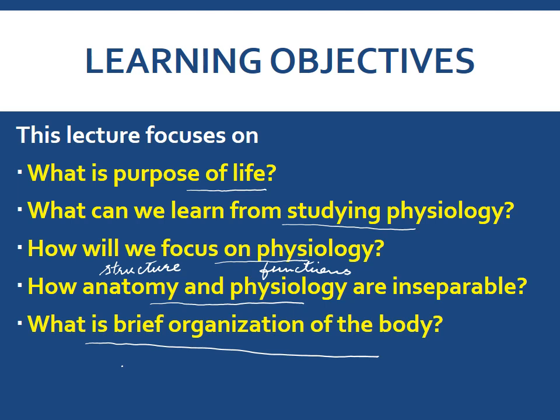What can we learn from studying physiology? How will we focus on the subject of physiology? And how anatomy and physiology relate. Anatomy means the structure of the body, and physiology means function of the body. Physiology is basically the relationship between structure and different parts of the body, how they are related with each other. We will briefly focus on this in this lecture. And the last objective of this lecture is the brief organization of the body.